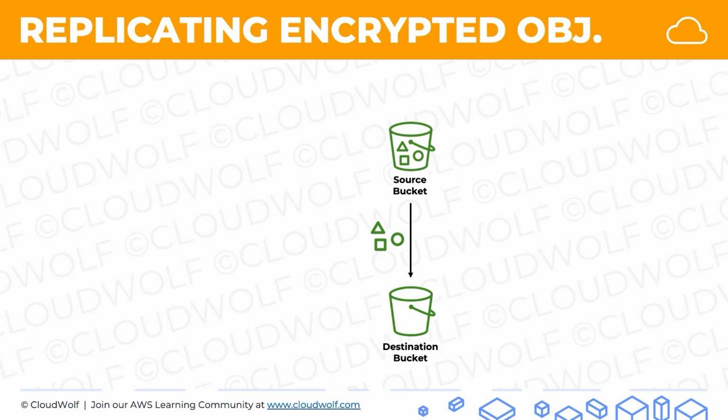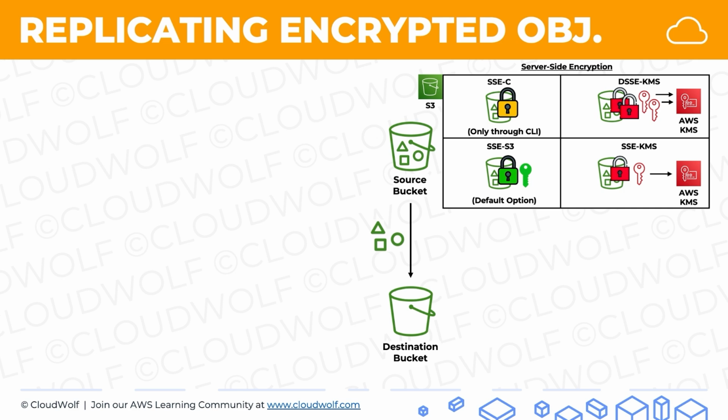Now, we know that objects inside a bucket can be, or are by default, server-side encrypted, and it has to be one of these options. We discussed these in a previous tutorial. So there's SSE-S3, SSE-C, the one with a client key or customer key, SSE-KMS, or DSSE-KMS. So what happens when you replicate these objects?